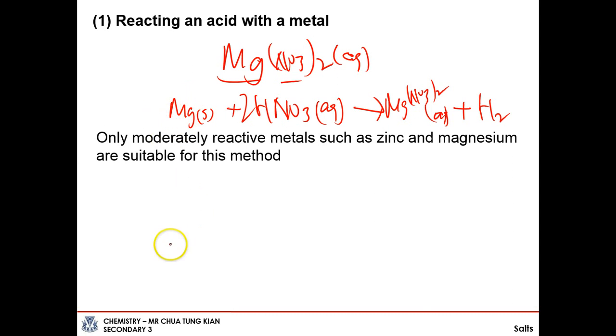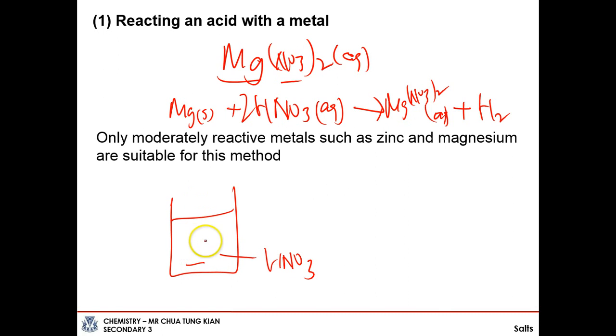So if I add magnesium, let's say this is the acid here, HNO3. I add one piece in, and it reacts with the acid to give me my magnesium nitrate. So this one disappears. I add one more piece in, it reacts with the acid, and it disappears. So I add, and I add, and I add, and every piece I add, I will see hydrogen gas being evolved in the form of effervescence. I will see a lot of bubbling.